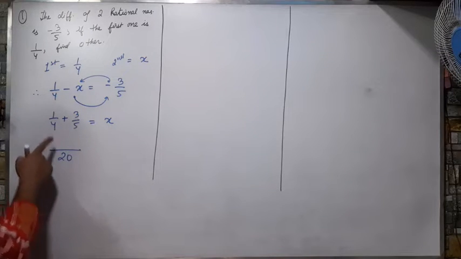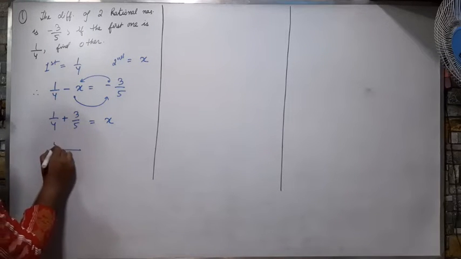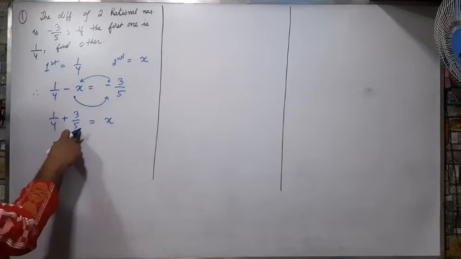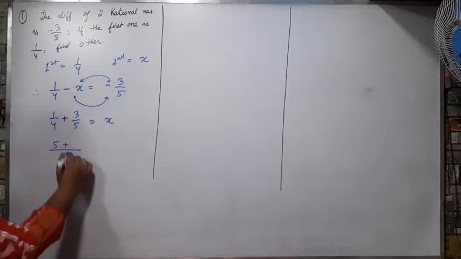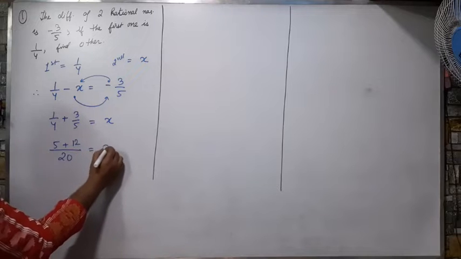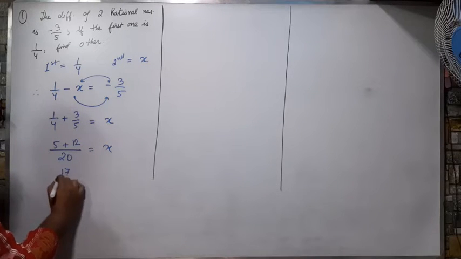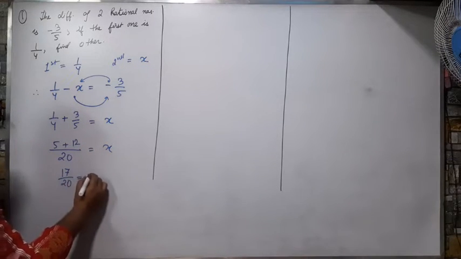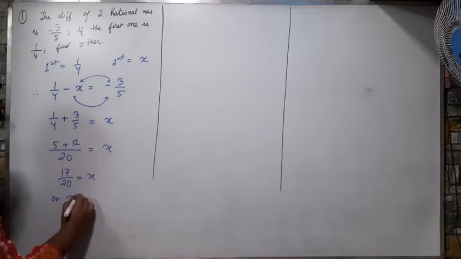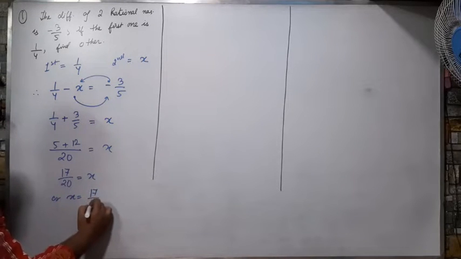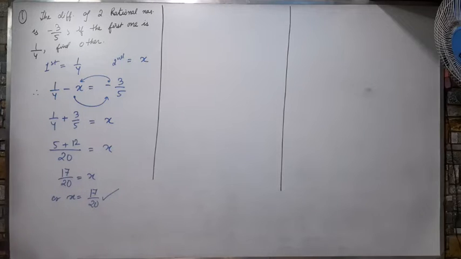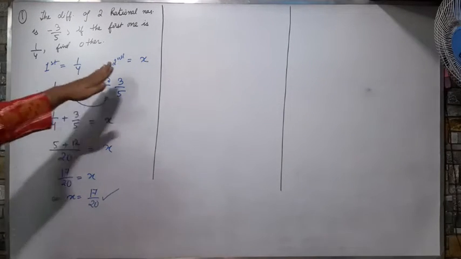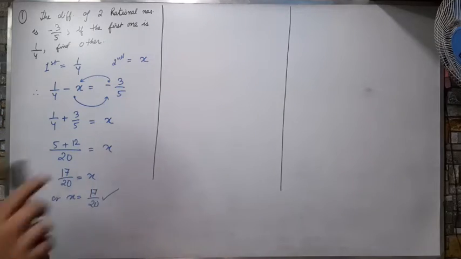How can I convert 4 to 20? By multiplying with 5. And how can I get 5 to 20? By multiplying with 4. So 3 4s are 12. So my answer is 17 by 20. You have to put this x to find the second one. Okay, one more example.